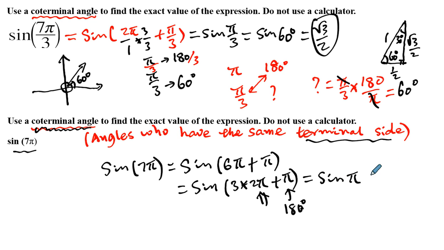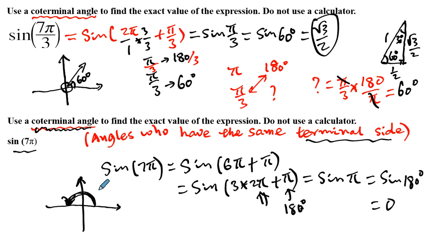Okay, sine pi, which is sine 180 degrees. If you remember, the value is 0. If you do not remember, recall in the unit circle, this is a straight angle. This is 180 degrees.